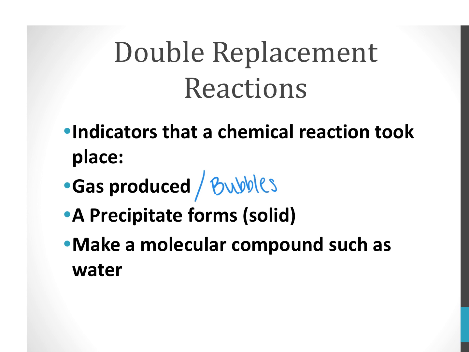And then finally, for double replacement reactions, the reactants are always two ionic compounds. If your two ionic compounds combine and make a molecular compound like water, then that also means you made a new product or you had a chemical reaction. The molecular compound is almost always going to be water, sometimes maybe carbon dioxide. It'll be a very common molecular compound that we're familiar with.